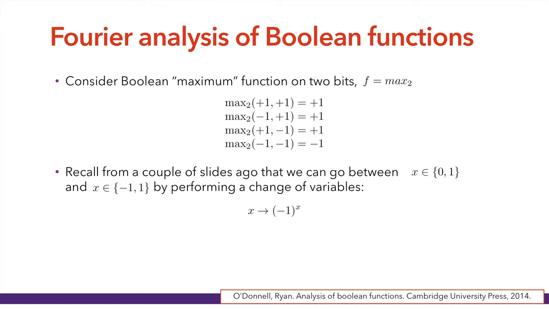Let's start with an even more trivial example than max cut. Let's start with a max Boolean function that just returns the maximum of two bits. And here we go to spin variables, minus one and plus one, by doing the change of variables. And of course, we can always go back.